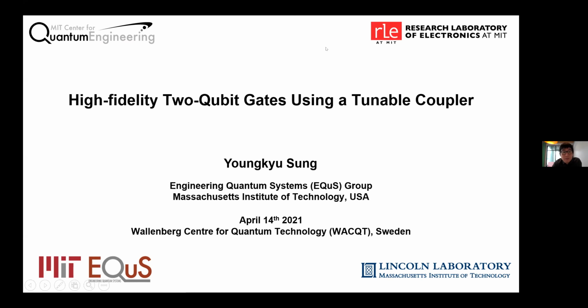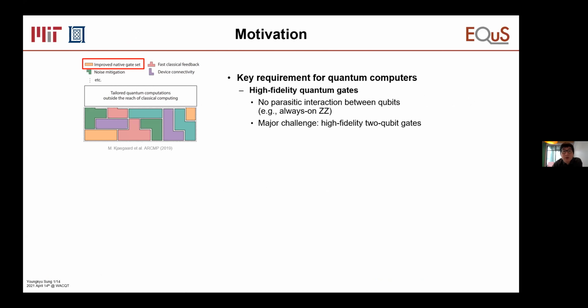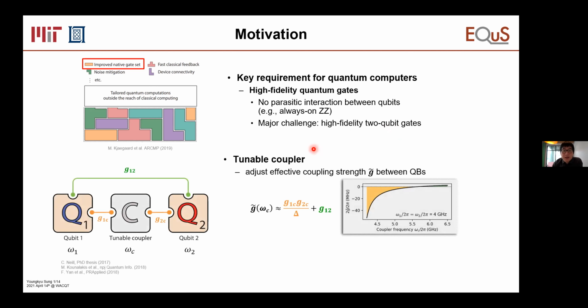Okay. So let me first describe the motivation of this work. As Will said, in order to run useful quantum algorithms or quantum error correcting code, we need high fidelity quantum gates. And in general, this requires no parasitic interaction between qubits, for example, always-on ZZ. And as you know, one of the major challenges at this moment is the implementation of high fidelity two-qubit gates. So in order to satisfy this requirement, we use a tunable coupler.